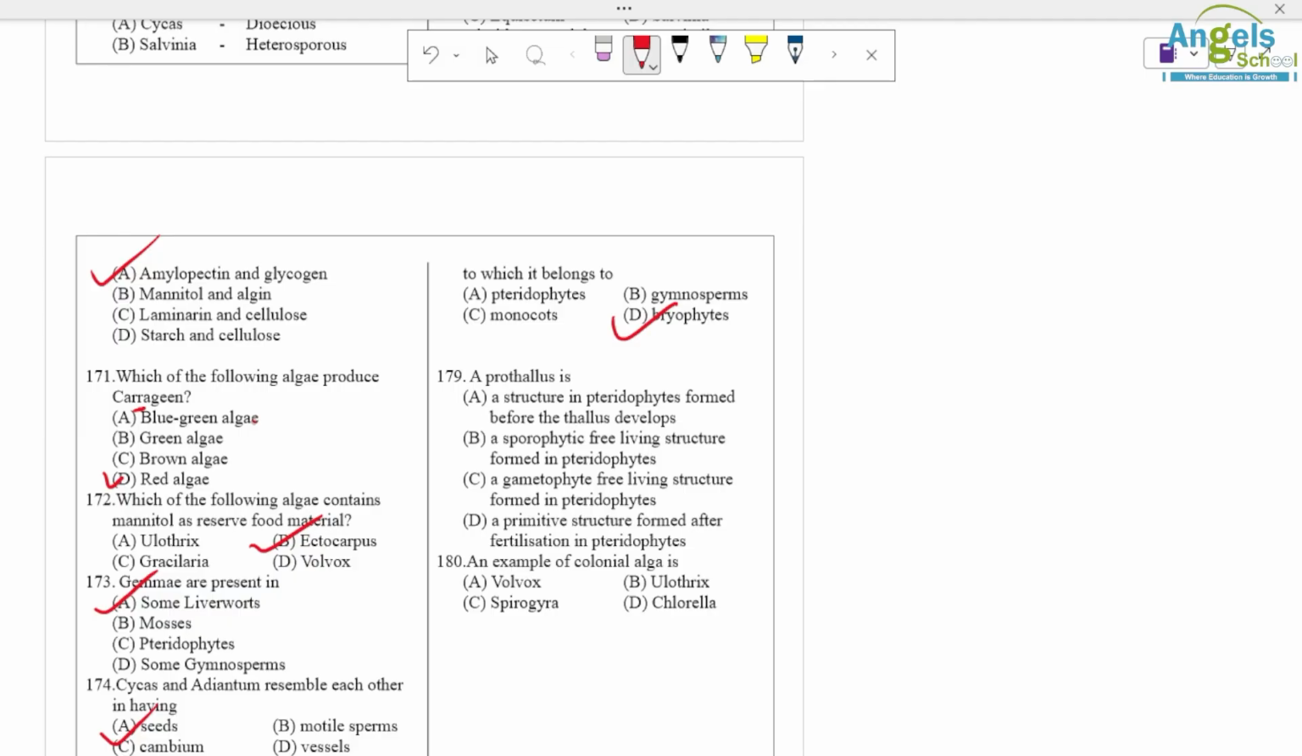Prothallus is a gametophytic free living structure of pteridophytes only. An example of colonial algae is Volvox.